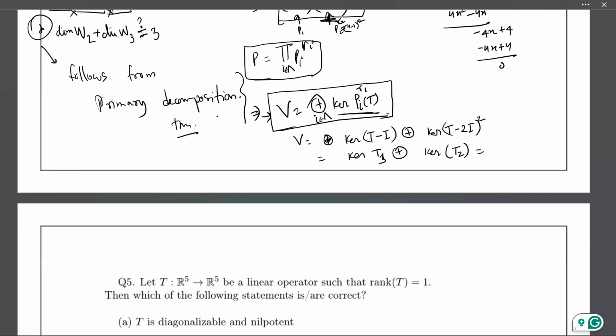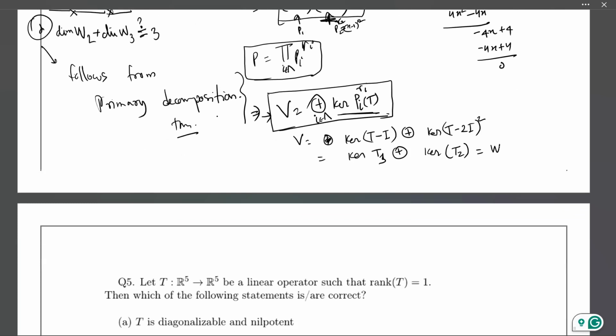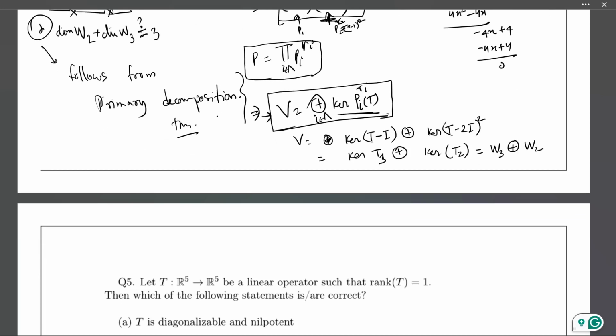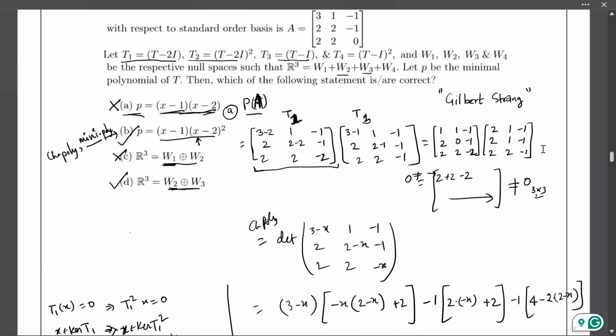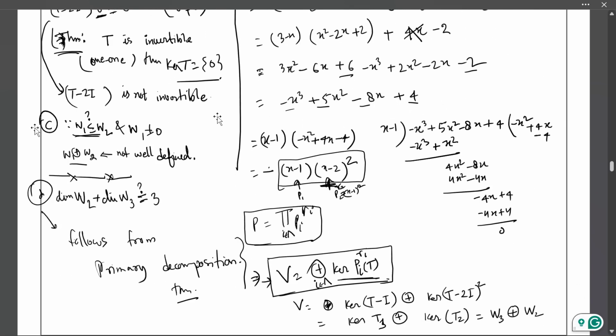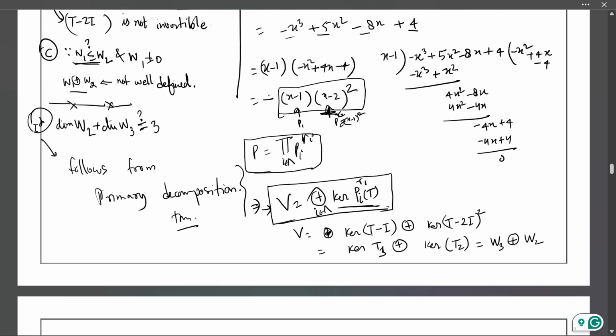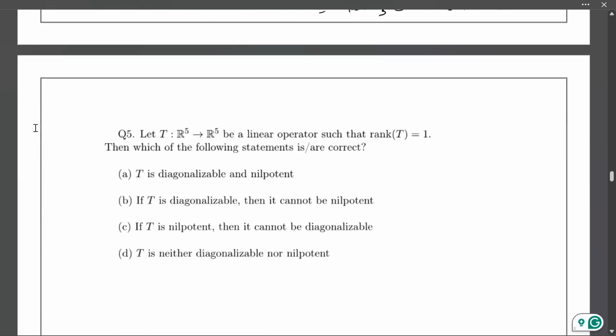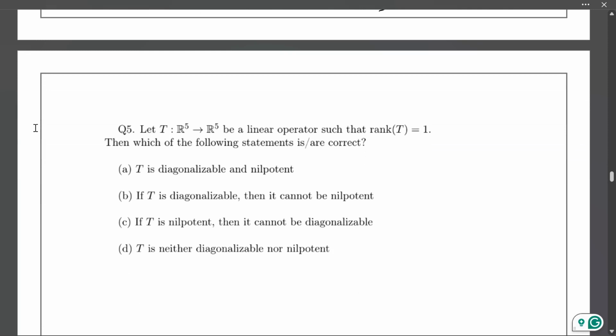Now what is kernel of T3? This is W3. What is kernel of T2? This is W2. We just take the direct sum of W2 and W3. This is correct. I clearly explained part D also. You can look into my video once more if you wish, at twice, thrice speed, whatever. So let's see question 5.